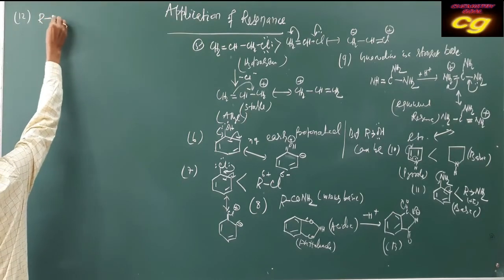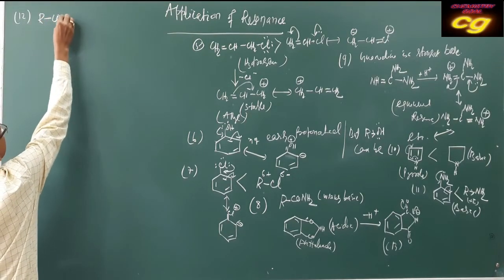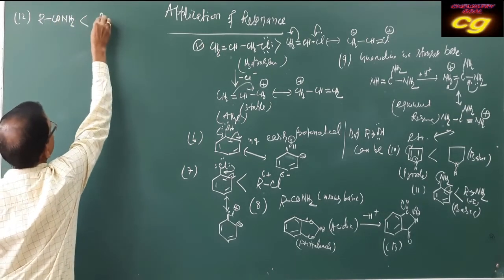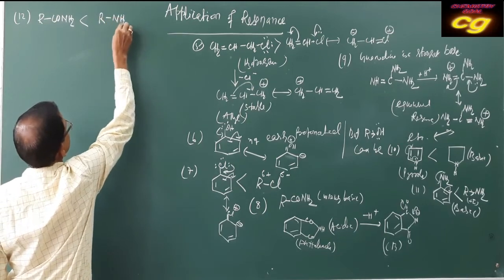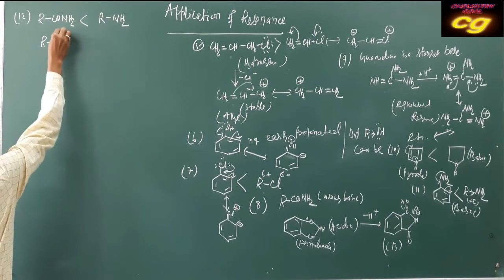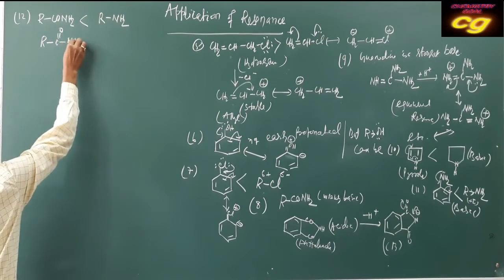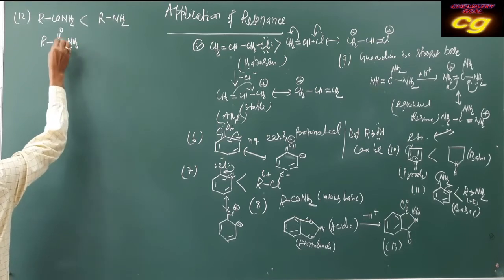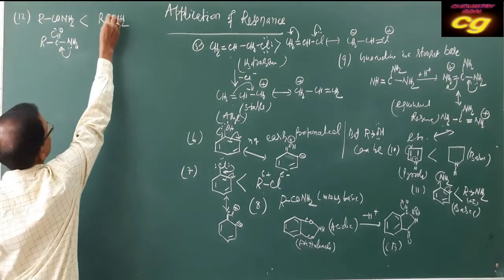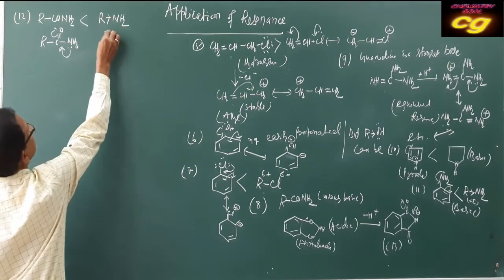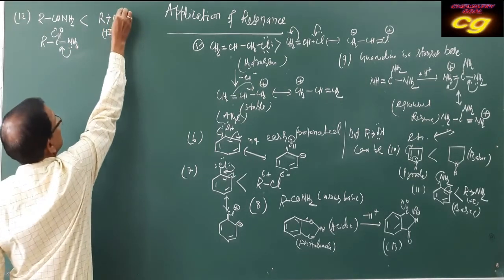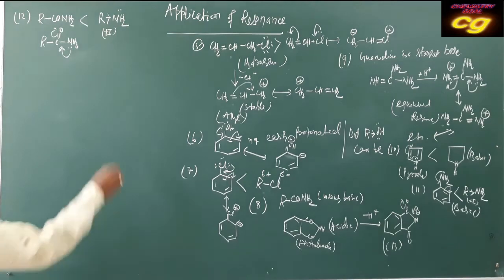Amide is less basic than amine. Here, you see the structure of amide. Amide has resonance, so electron density on nitrogen decreases, but in the case of amine it has a plus I effect, so electron density on nitrogen increases. That's why the basic character is more. This is the basic nature.